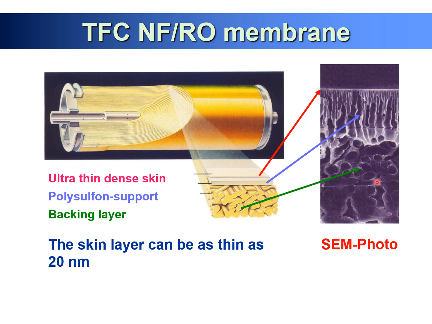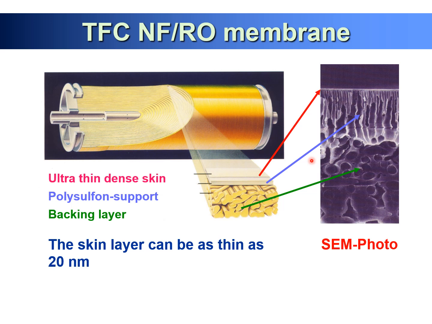So let's look at the RO membrane element and membrane structure. You can see this is the RO element. You have a lot of layers. We just call it the spiral wound membrane element, and this is the microscopic membrane.